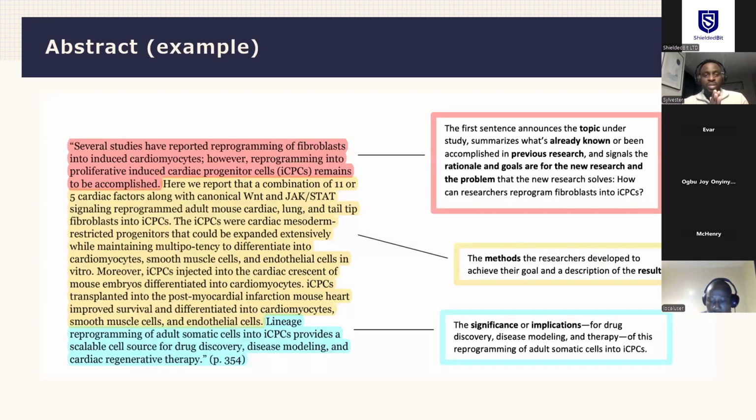This on my screen right now is a typical abstract. This is an example abstract from the sciences that we use to look at the very elements. Several studies have reported reprogramming of fibroblasts into induced cardiomyocytes.